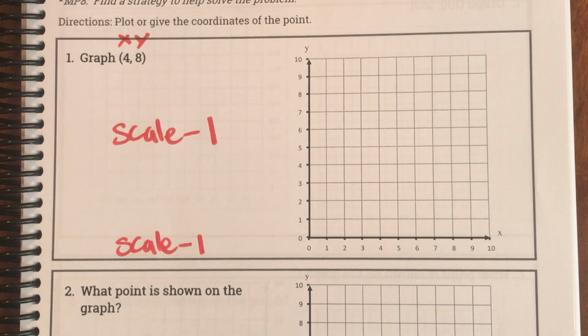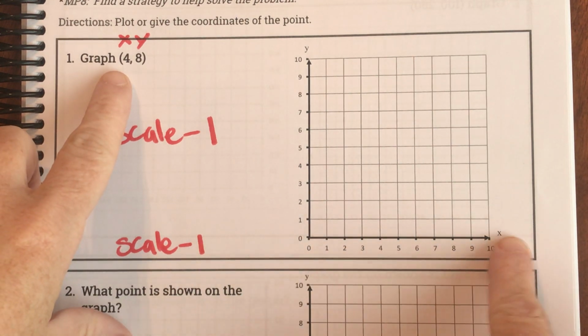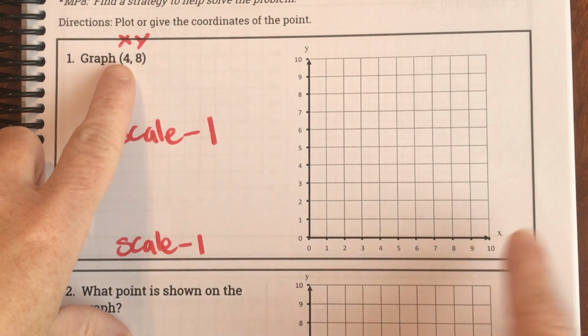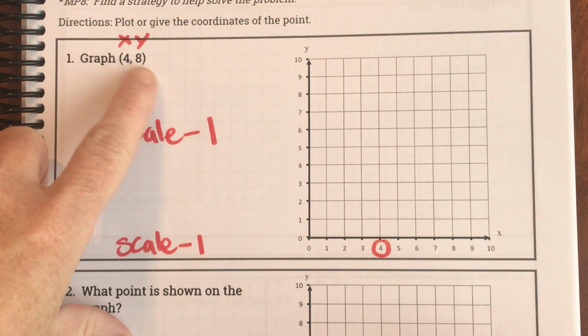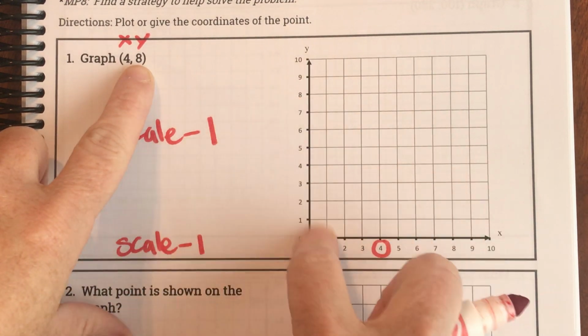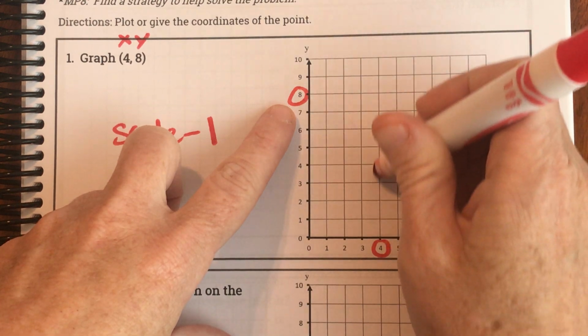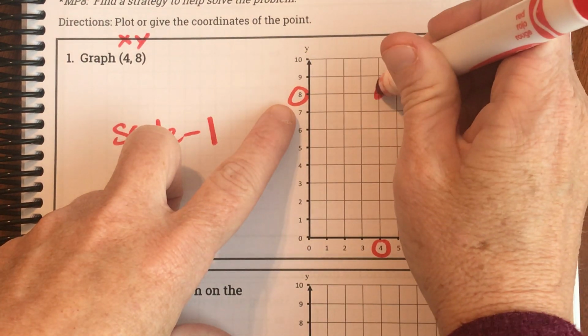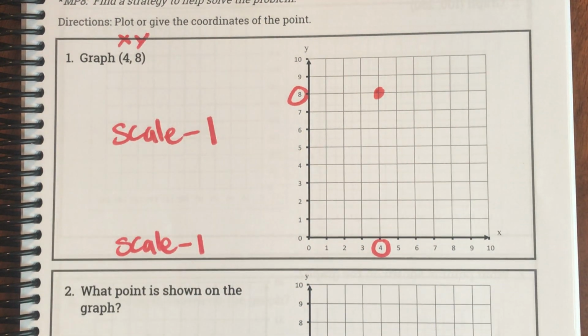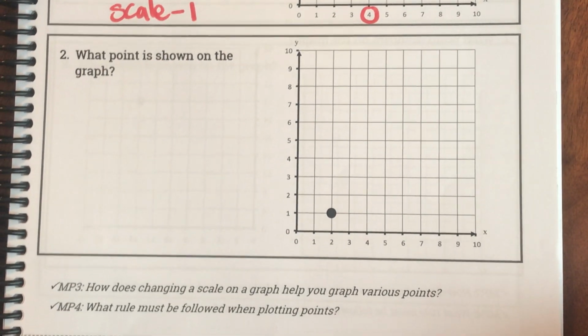So here, there was no purpose because both of the coordinates were very small. Okay, so now I can just plot it. On my x-axis, and they labeled it for me, I'm looking for the 4. On my y-axis, and they labeled it again, I'm looking for the 8. And where do they meet? Right there.